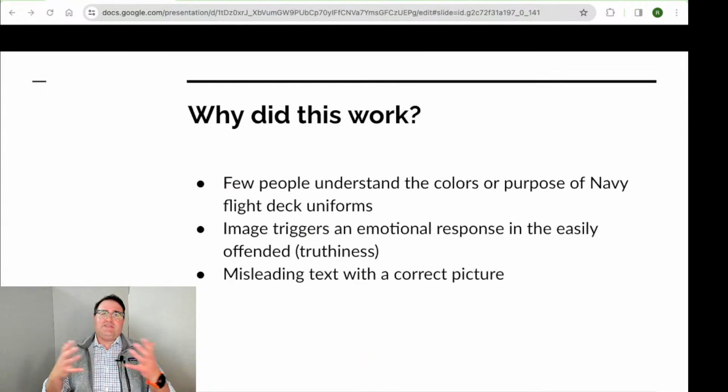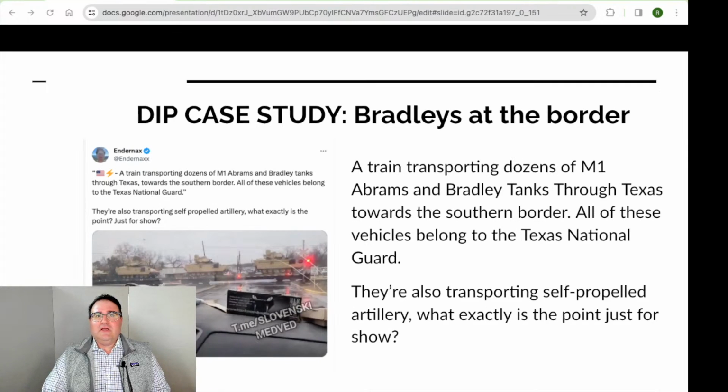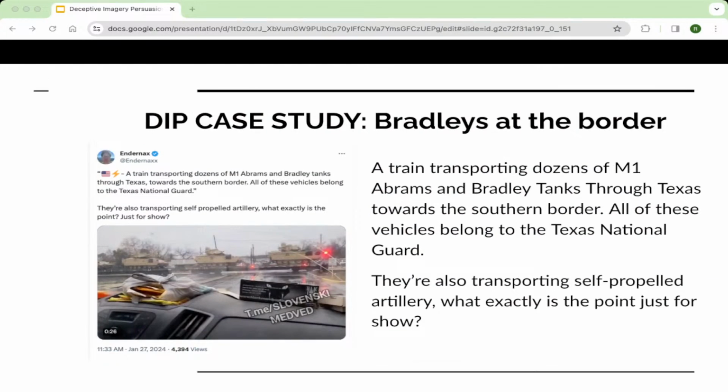But you also have misleading text with a correct picture. Let's do another case study here. Bradleys at the border. So this actually was started on a Russian disinformation Telegram channel, and it was a video of these armored fighting vehicles, Bradleys and M1 Abrams tanks, on a rail car headed past a traffic crossing in Texas.